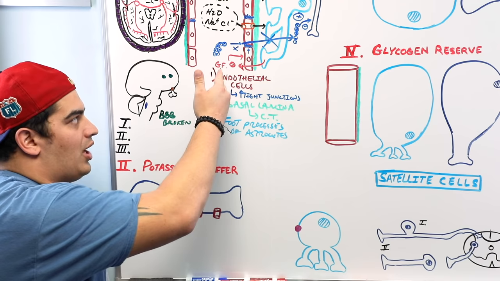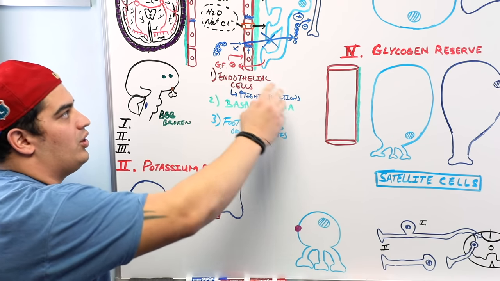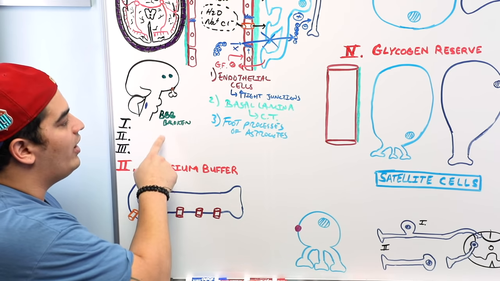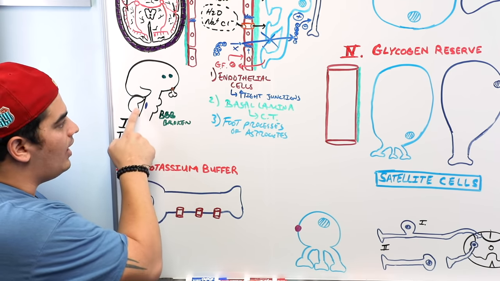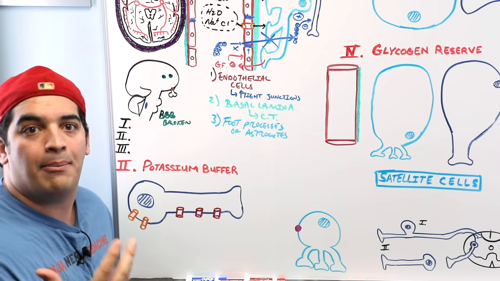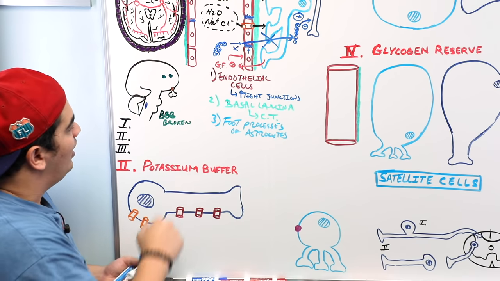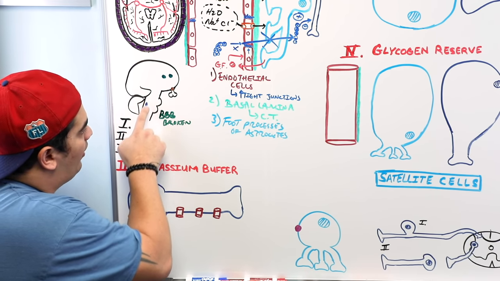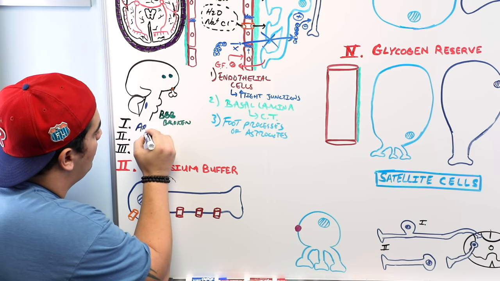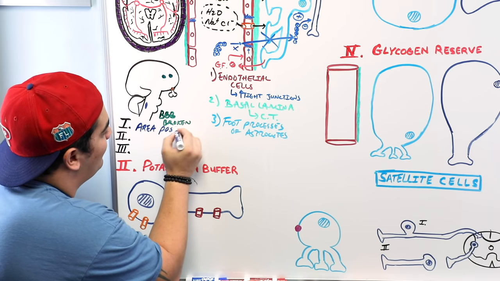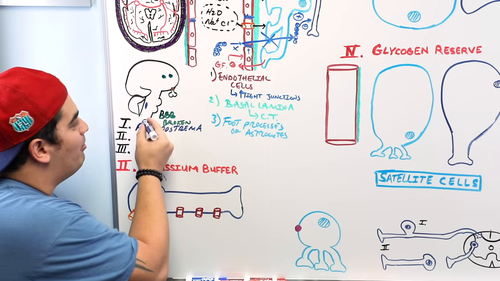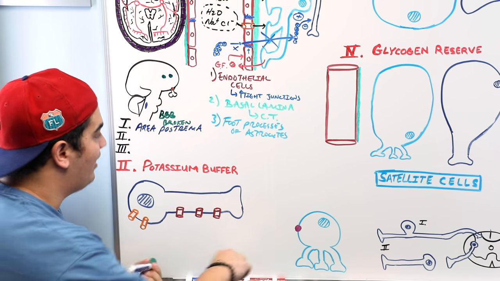What is the blood-brain barrier's job? To control the movement of molecules from the blood to the nervous tissues, right? That's pretty much what it does. What if you actually want things to be able to cross from the blood into the nervous tissue easily? Why would that be important? Think about it. See this little blue area present within the medulla? Very interesting area. It's called the area postrema.